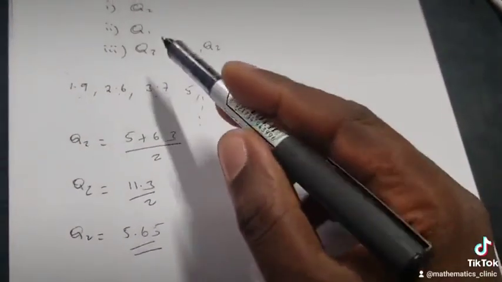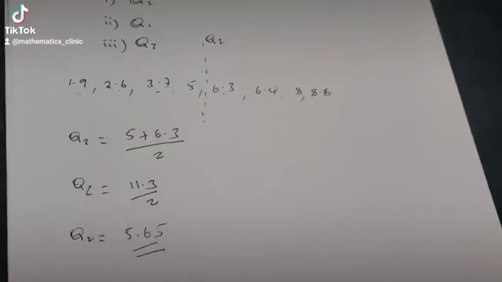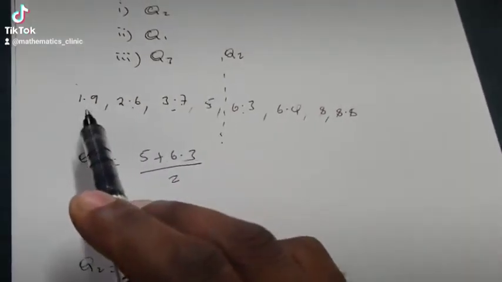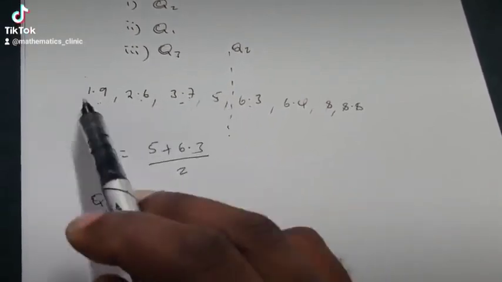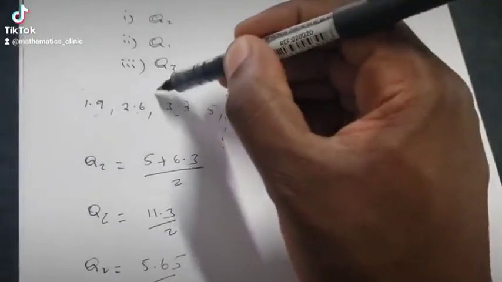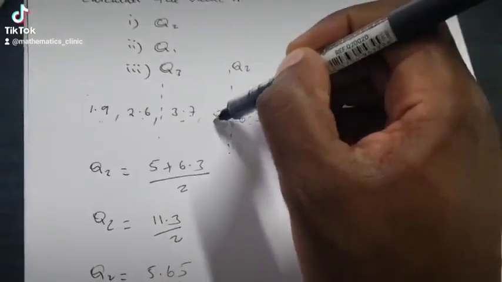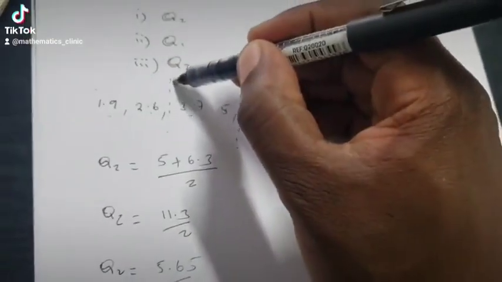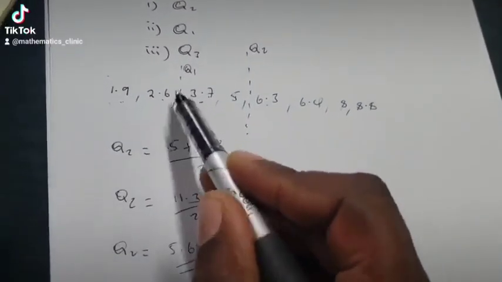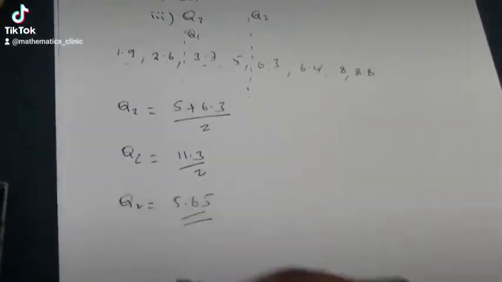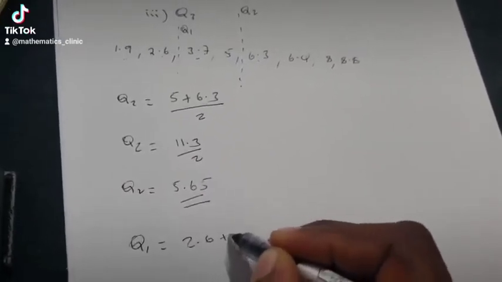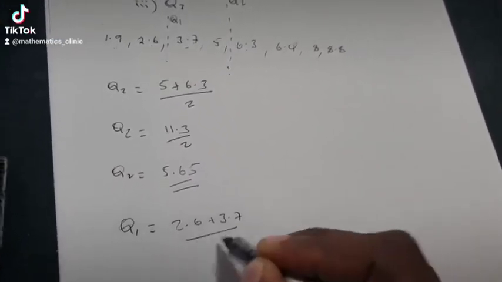Then there's another question for the lower quartile. For the lower quartile, we are now getting it from the 4 data values, 1, 2, 3, 4. So if we want to find the lower quartile, it is here, which is 1, 2, 1, 2. So our Q1 is right here. We are going to add this one plus that one so that we know what Q1 is. So for Q1, we are going to say 2.6 plus 3.7 over 2.